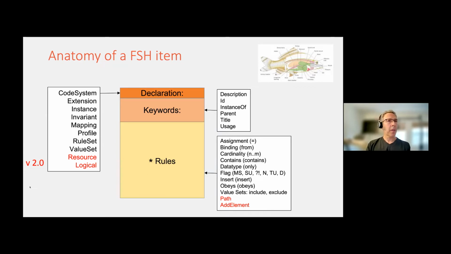And there's actually a pattern here where every item, and you can do code systems and extensions and all those things on the left, I won't recite them, all follow a pattern of having a declaration first, then a set of keywords, and then a set of rules. So if you just keep that in mind, that's the anatomy of any FSH item. And the set of keywords that follow the declaration, and to some extent the set of rules you can use, depends on what you're defining.